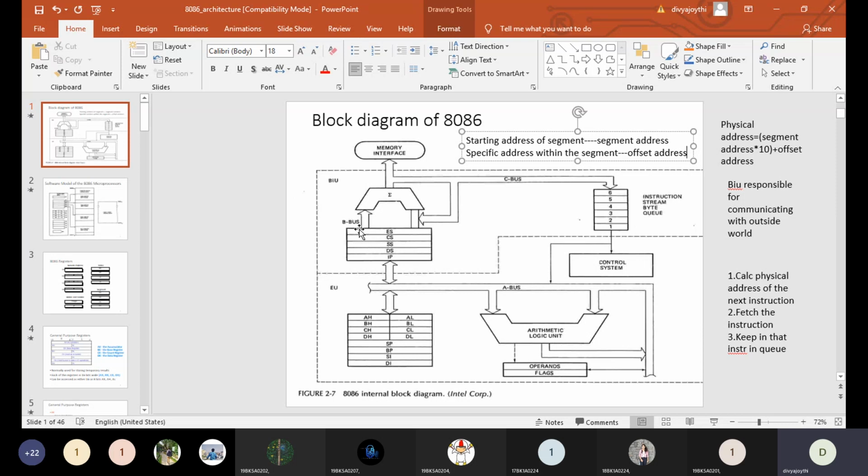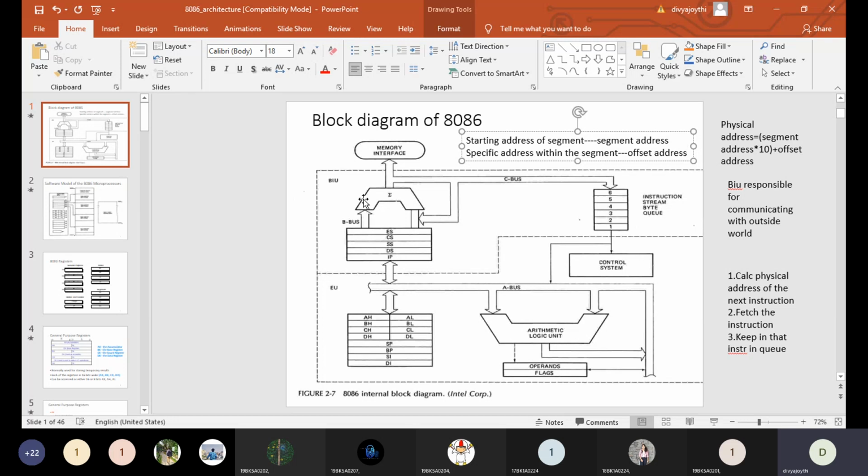See here, 8086 has 4 segment registers: ES, CS, SS, DS. ES stands for extra segment register, CS stands for code segment register, SS stands for stack segment register, DS stands for data segment register, whereas IP stands for instruction pointer.